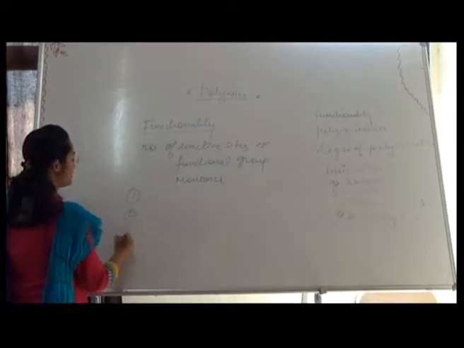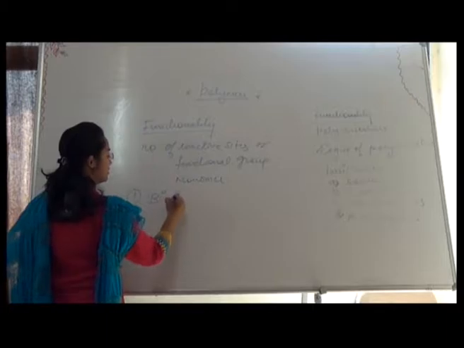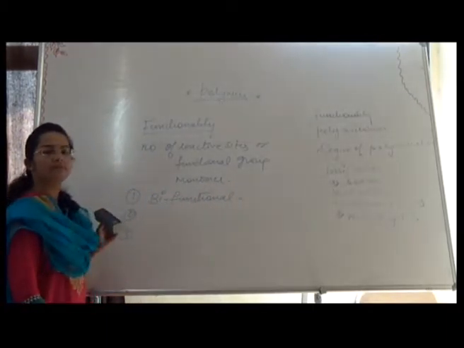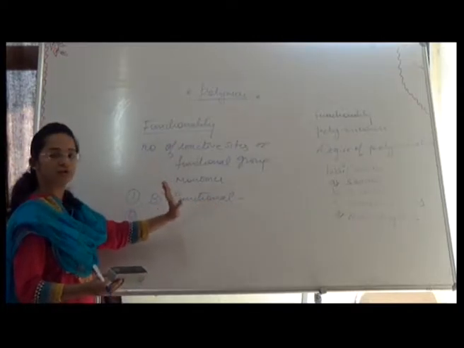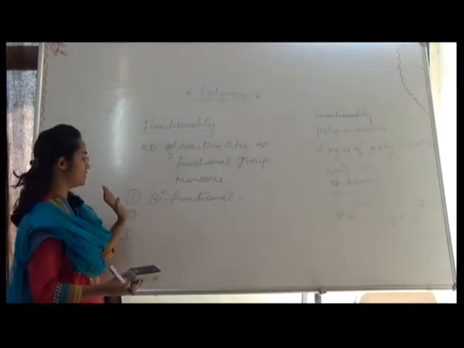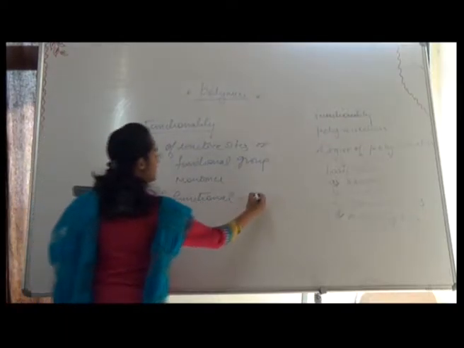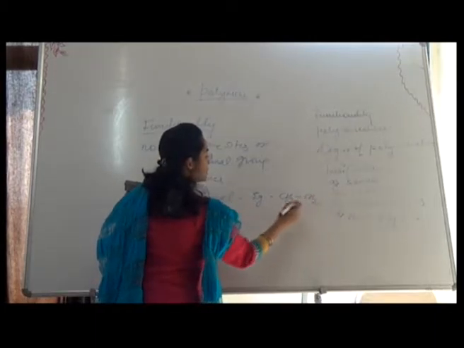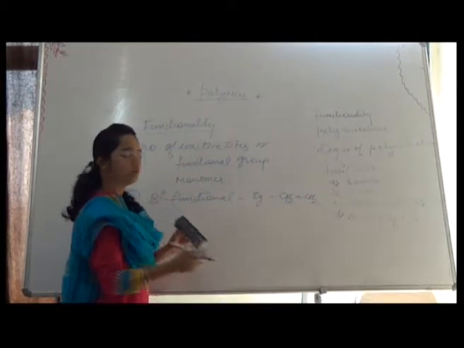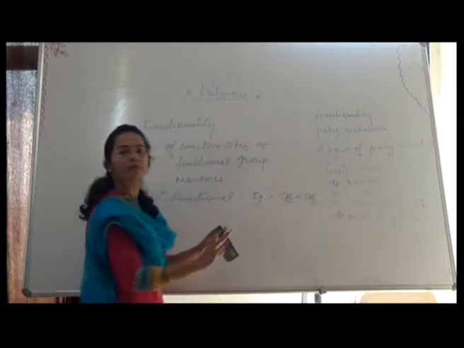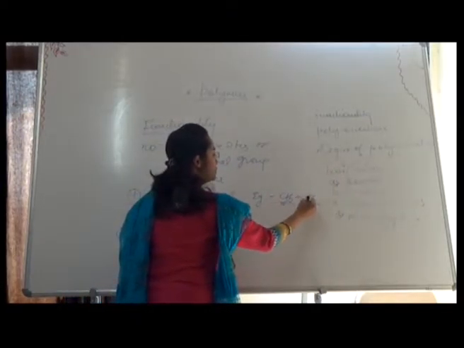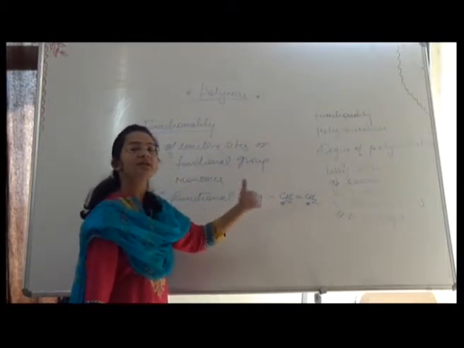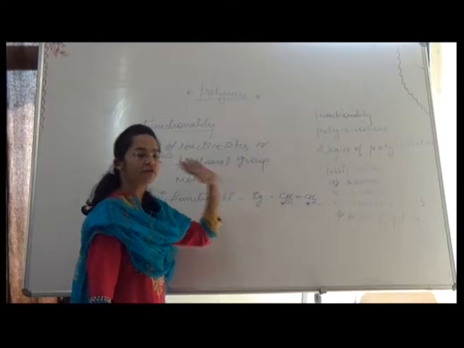The first one is bifunctional. As the name suggests, bifunctional means there are two functional groups or two active reactive sites. For example, we can take ethene molecule. So, these are the two functional groups from which we can extend our polymer chain. These are the two active sites from which the polymerization can take place, hence it is known as a bifunctional group.